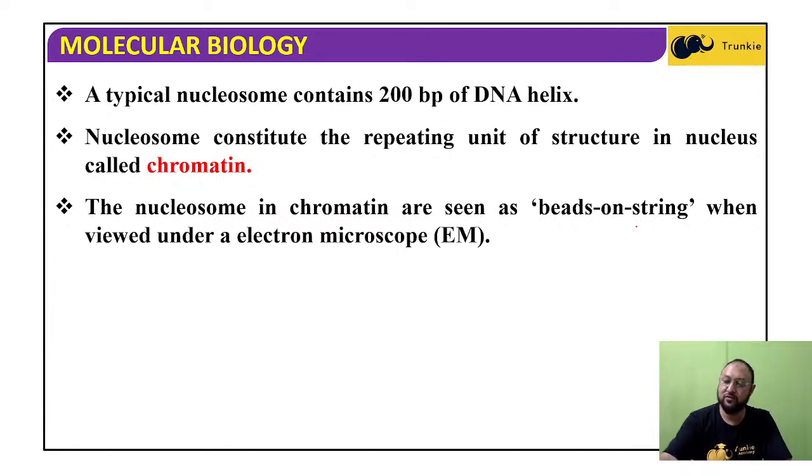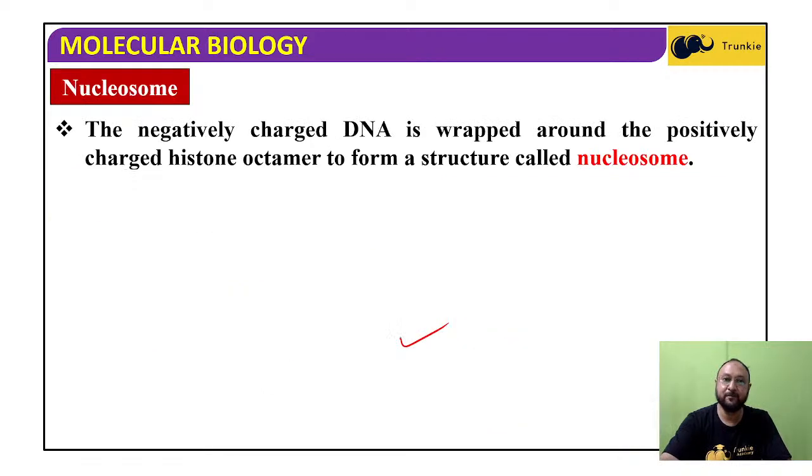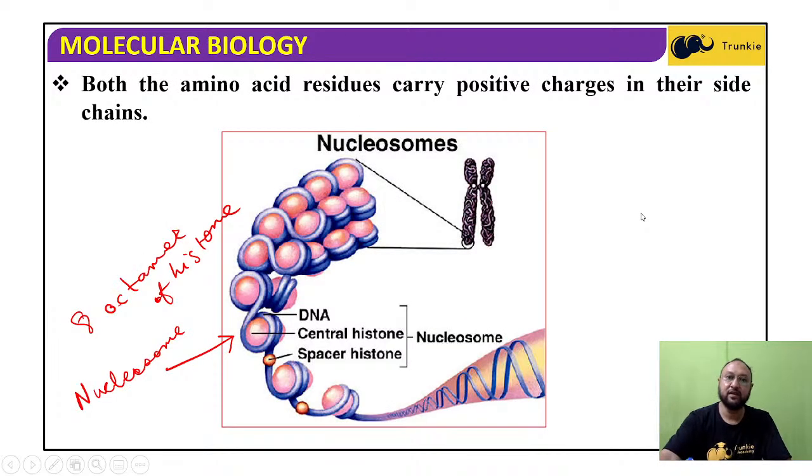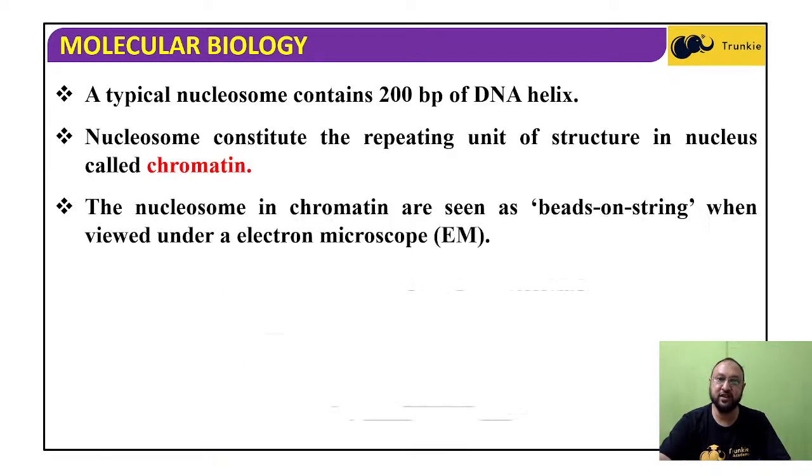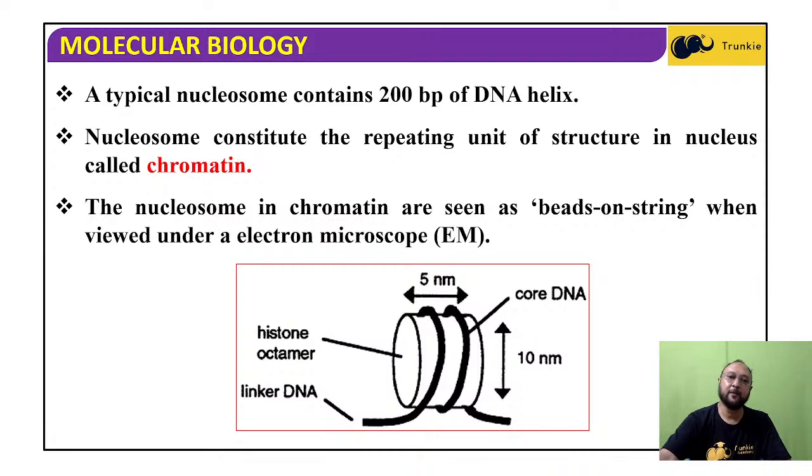Okay, so like I showed you in this picture, beads on a string. Then again they are packed to form the chromatin fiber. It looks like beads on a string when viewed under a microscope. The histone octamer, and the 10 nanometer is the size of that octamer histone protein, with the core DNA.